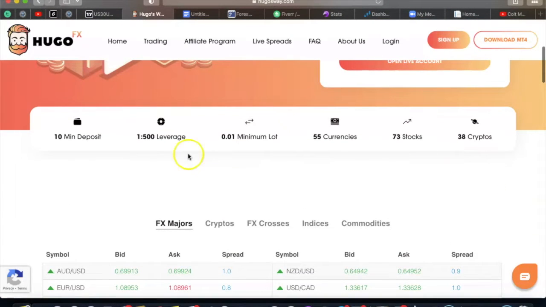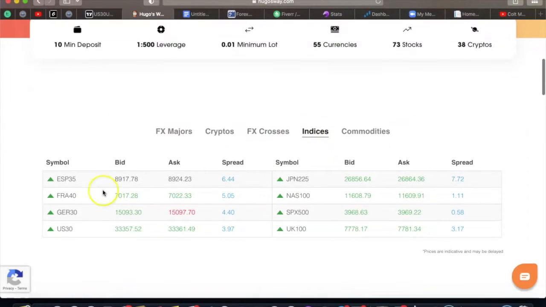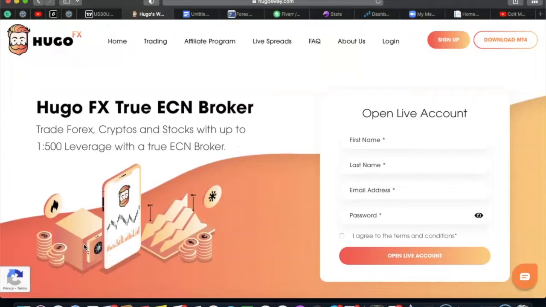You can see that it has 55 currencies. So indices, if we go right here, you can see we have US30, JER30, FRA 40, ESP, NAS 100 is another pair, and then the S&P 500. But we're mainly focused on US30 right here. They do have it on there for you guys to sign up. The sign up process is extremely easy.